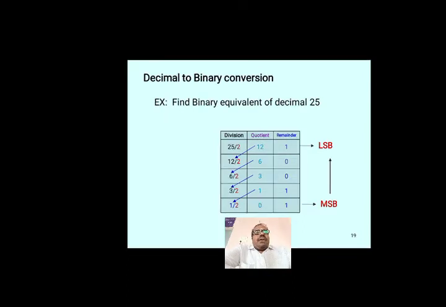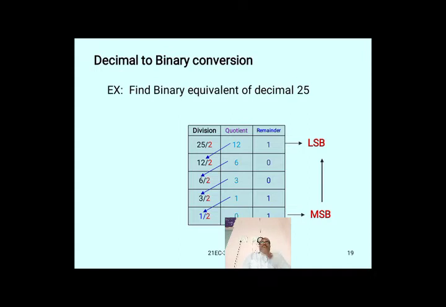Next, the first obtained remainder is the LSB. The last obtained remainder is the most significant bit. 11001, we want to write from bottom to top. 11001 is termed as the binary of decimal number 25. Please make a note of it.